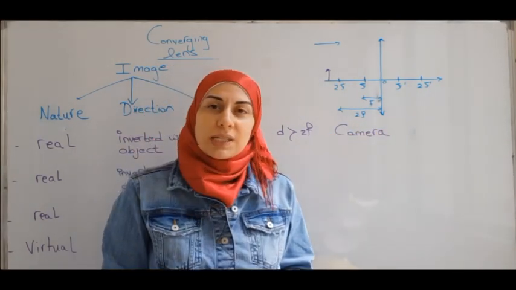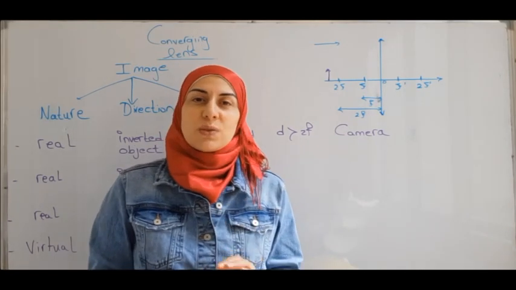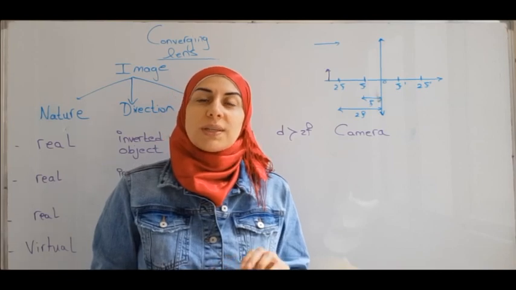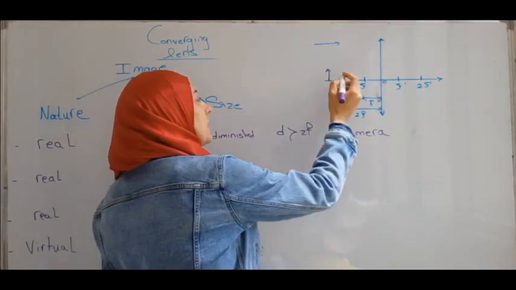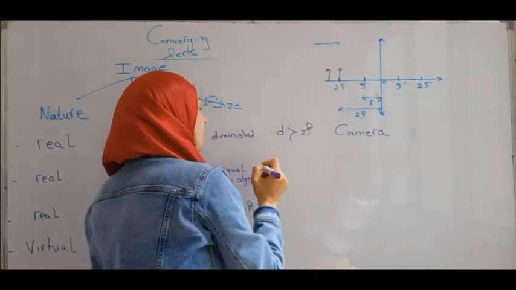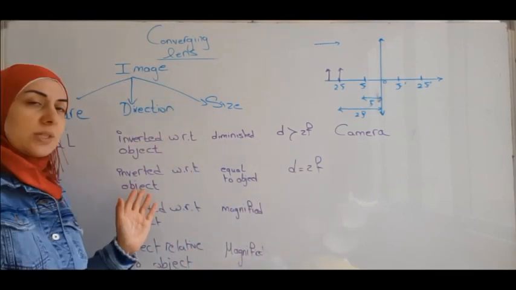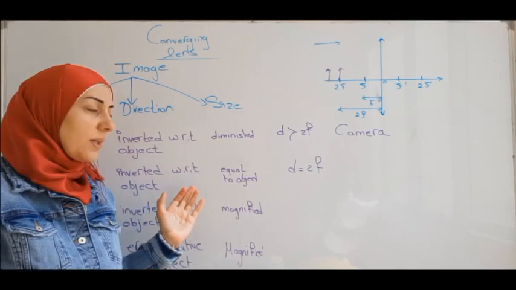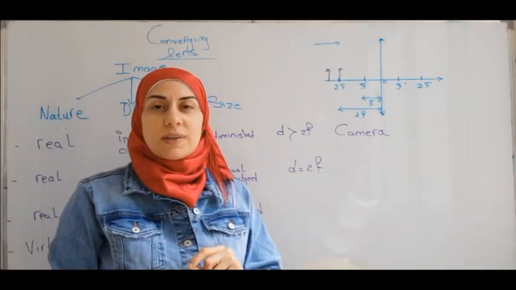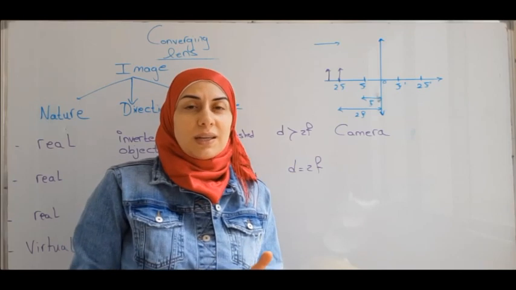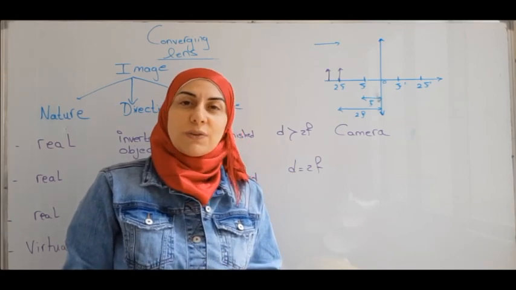The second case is very important because it's the only case where the size of the image equals the size of the object. If you place the object at distance 2f, you obtain a real image which is inverted with respect to the object and equal to the size of the object. This is a very important case, and an example of this case is the photocopier.